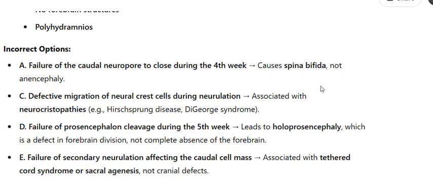D. Failure of prosencephalon cleavage during the 5th week leads to holoprosencephaly, which is a defect in forebrain division, not complete absence of the forebrain. E. Failure of secondary neurulation affecting the caudal cell mass is associated with tethered cord syndrome or sacral agenesis, not cranial defects.